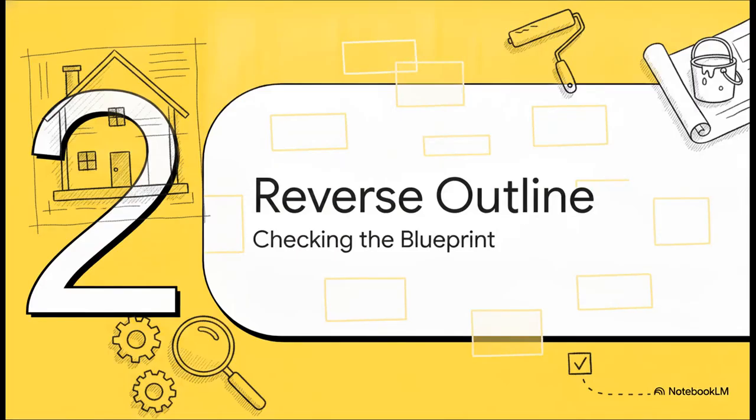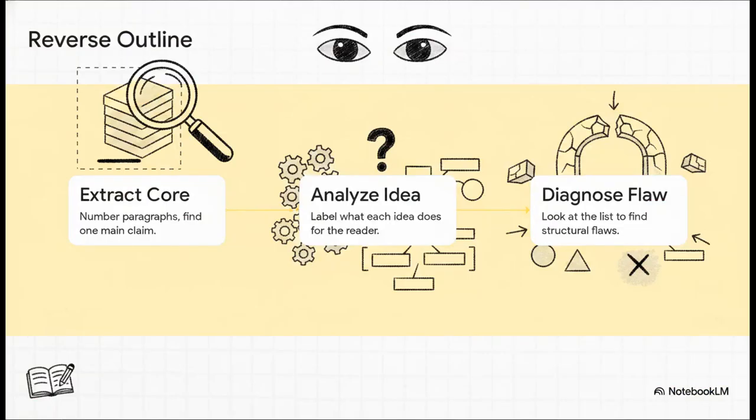Moving right along to Section 2, the reverse outline technique, checking the blueprint. To check our blueprint, we use something called the reverse outline. This is a real game changer. It's your primary diagnostic tool to check for structural flaws way before you start painting the walls. It forces you to completely flip how you read your own work. You have to stop reading for content and actually start reading for function.